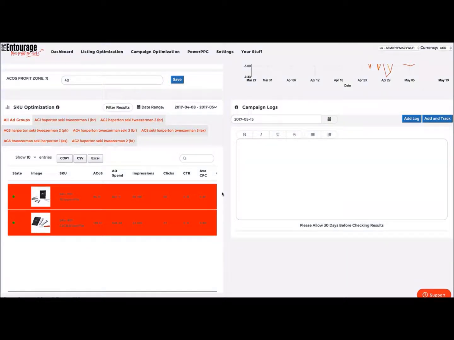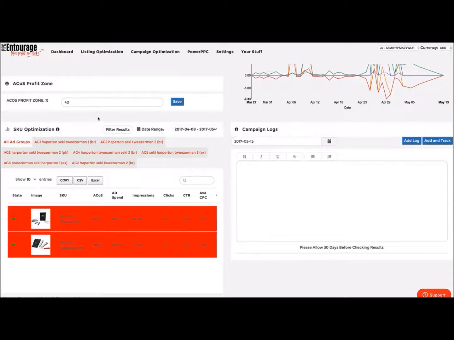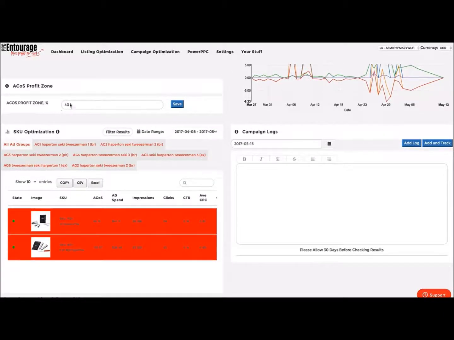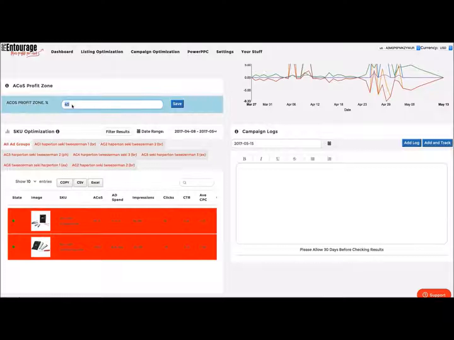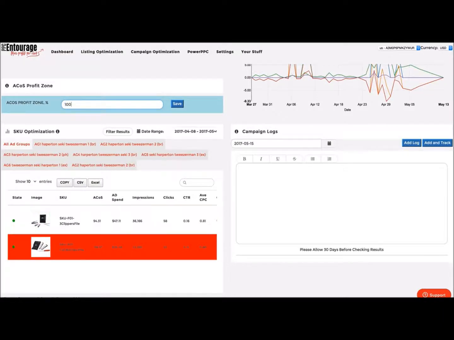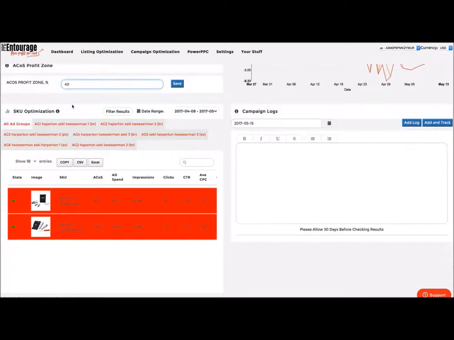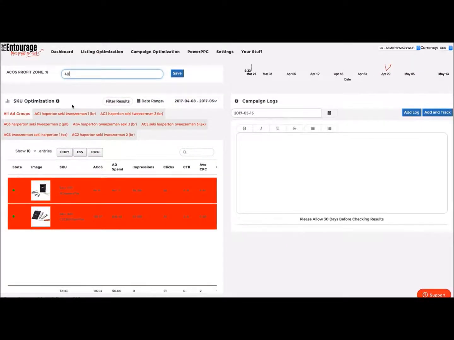On PPC Entourage, we have the ability to see the SKUs that are not performing well highlighted in a red color over here. So this correlates to the ACOS profit zone, which is over here. If I were to change this particular number, let's make this 100, then this one over here is below that threshold. So in this case, if you wanted to go ahead and pause this particular SKU, you would have to do it inside of the ad group, right? Because here are all the different ad groups that these SKUs could be in.